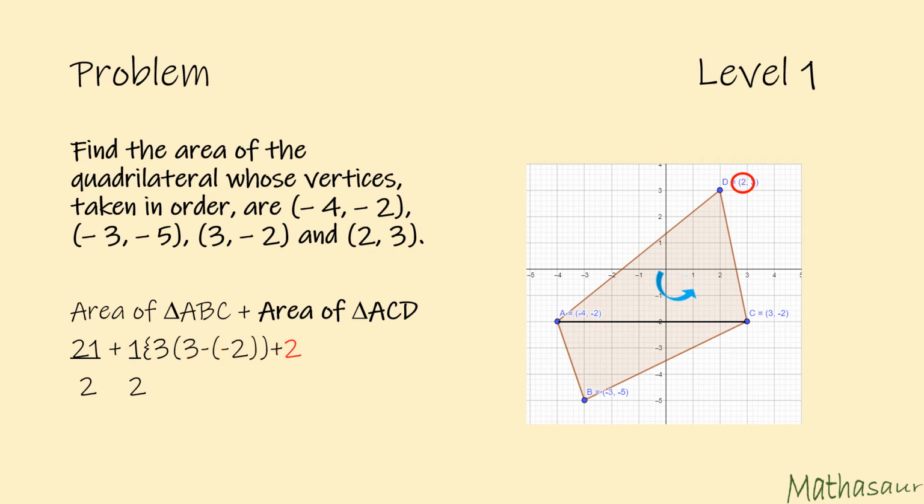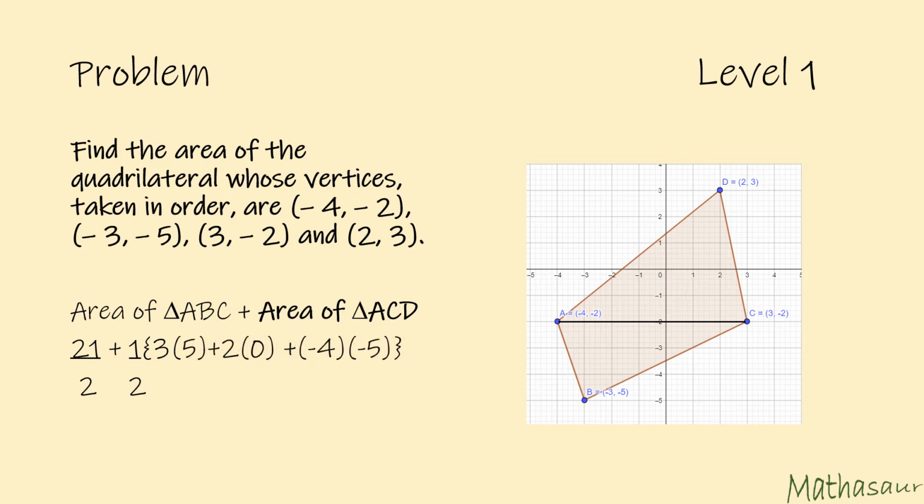Let us move to point D. So the x coordinate is 2 times the y coordinates of the other 2 points in the anti-clockwise direction. So -2 minus -2. Now the x coordinate of point A, which is -4, times the y coordinates of the other 2 points in the anti-clockwise direction. So -2 minus 3.